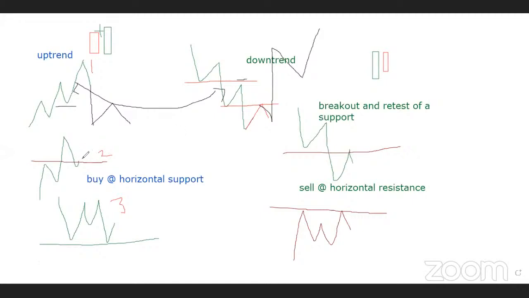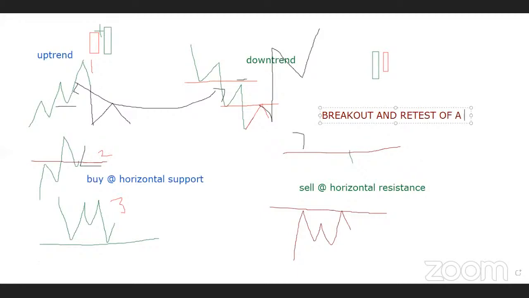You see? Anytime reason number two fails, the correction is what we are saying on the other side here. Anytime this one fails, the correction is what would happen here. Anytime breakout and retest of a horizontal support fails, this should be a breakout and retest of a resistance. It is now a resistance. So anytime this one fails, the solution is breakout and retest of a resistance. It's as simple as that, my people.